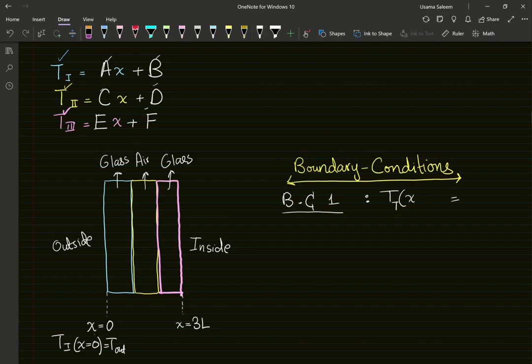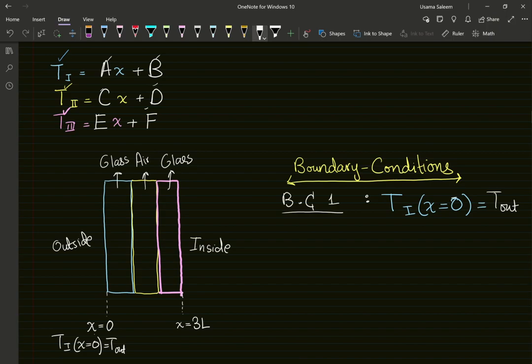Why don't we color code this one as well? This one's going to be in blue. T sub 1 at x equals 0 shall be equal to T out. That makes perfect sense. That's a very simple Dirichlet boundary condition. I've been given the value of my dependent variable at the boundary.